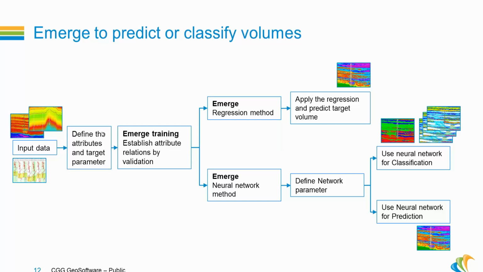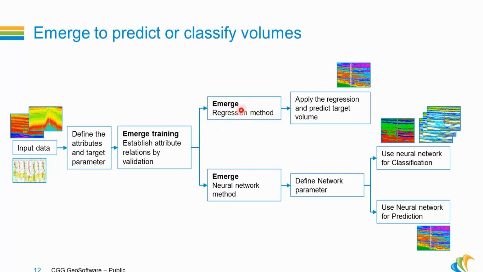Then we define the attributes and targets. As I mentioned, the target could be any target, so it could be water saturation, porosity, V clay, gamma ray, etc. Once we define that, we go to the training step, and we start training and establishing the relationships. Once we identify that, we have two options. We go with the regression method or the neural network method.